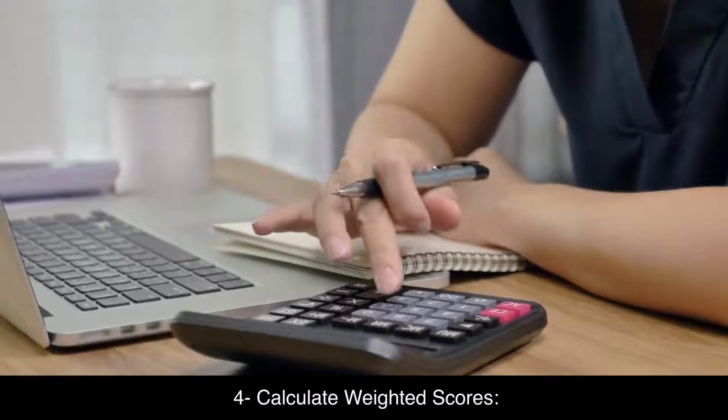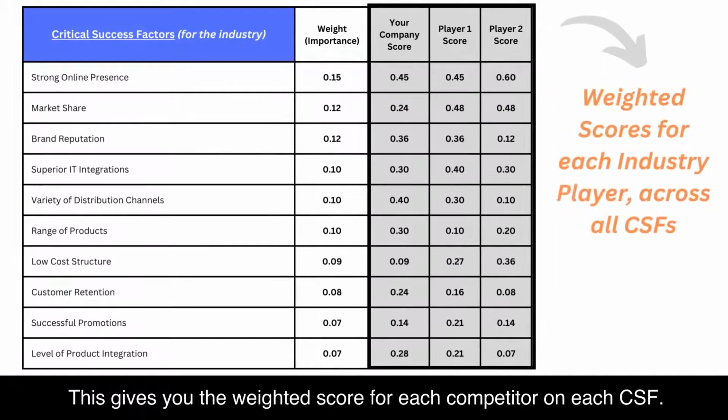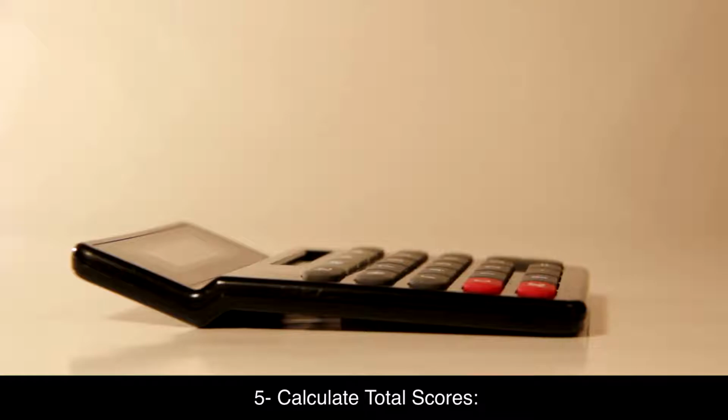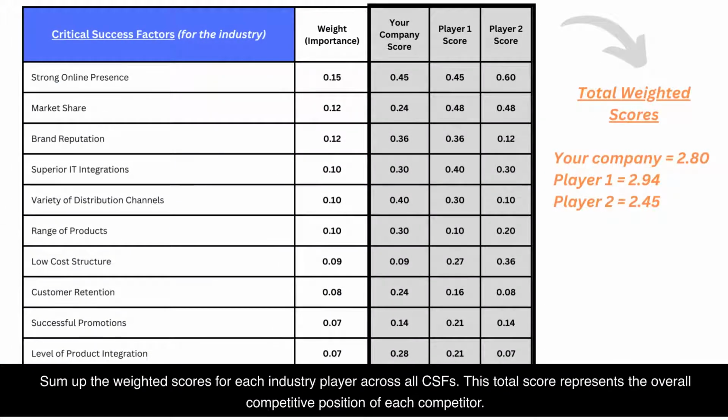4. Calculate weighted scores. Multiply the weight assigned to each CSF, the importance of each CSF, by the rating given to each industry player for that factor, their competitiveness level in that factor. This gives you the weighted score for each competitor on each CSF. 5. Calculate total scores. Sum up the weighted scores for each industry player across all CSFs. This total score represents the overall competitive position of each competitor.